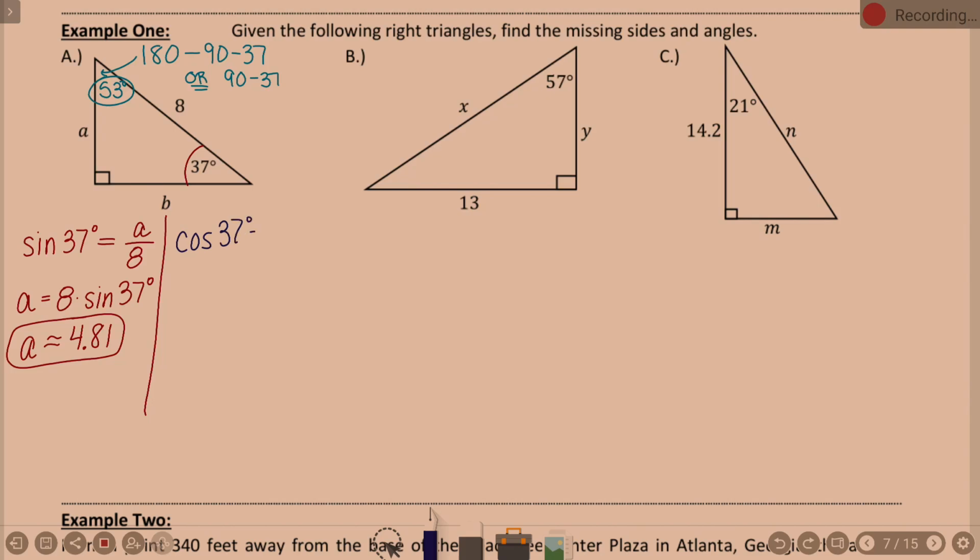So the cosine of 37 degrees is equal to B over 8. Are we okay with that? If it's B divided by 8, to solve for B, we're going to multiply by 8. So B is going to be whatever 8 times cosine of 37 degrees is. Again, I'm looking for 2 decimal places.